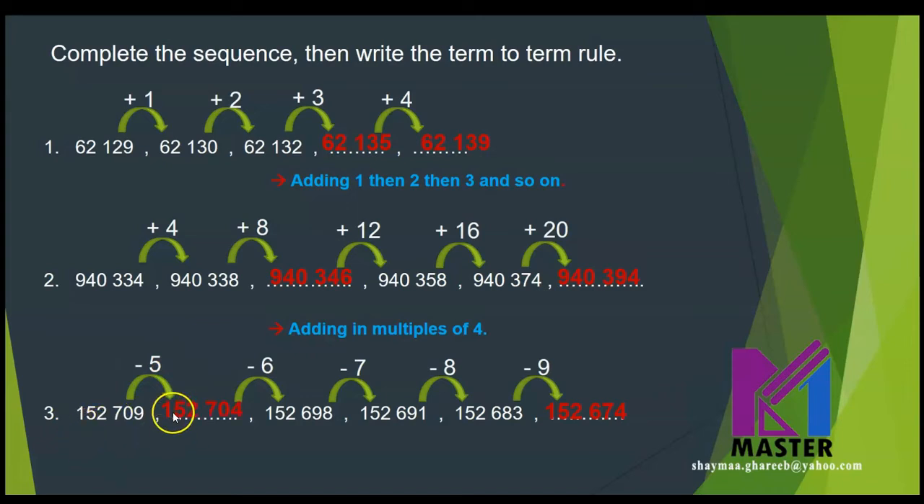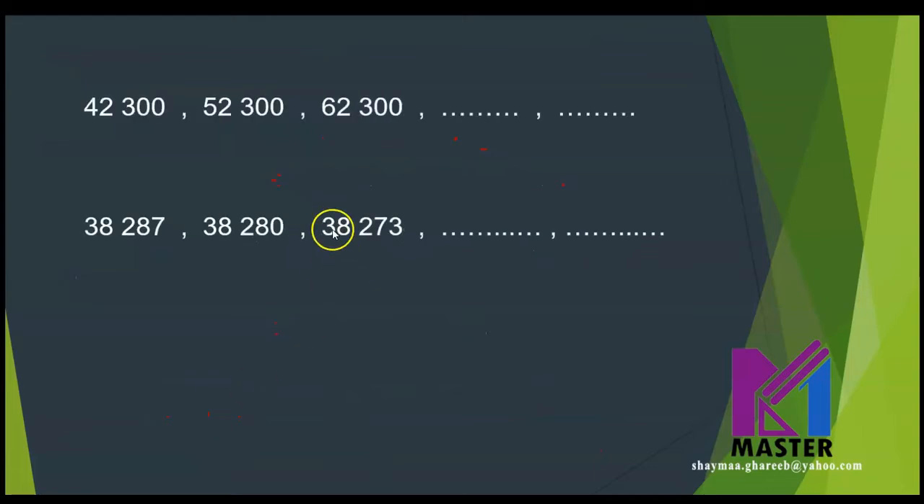Now let's start subtracting 5 from the sequence. So I will get 152,704. Is this clear? So we can say the term-to-term rule for this sequence is subtracting 5, then 6, then 7, and so on. Is this clear? Now look at these two sequences. Let's check what happened. 42,300, then 52,300. So we added 10,000.